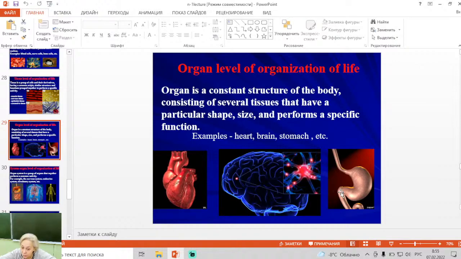Also our muscle. Muscle includes a lot of tissues. The main tissue is muscle tissue. But muscle includes also blood vessels, includes nerves, so muscle is also an organ.